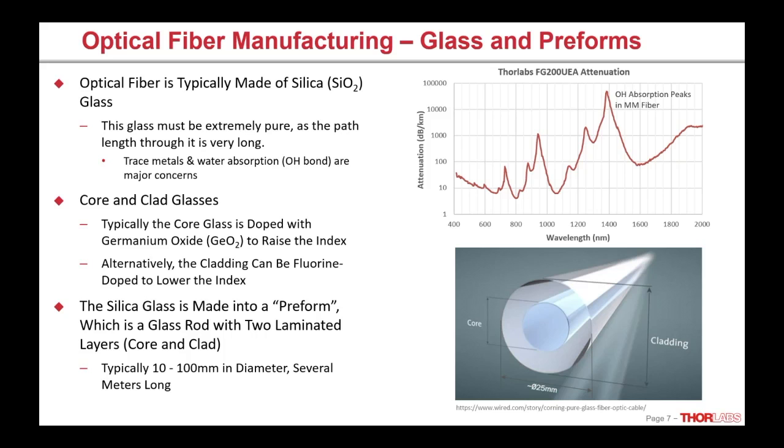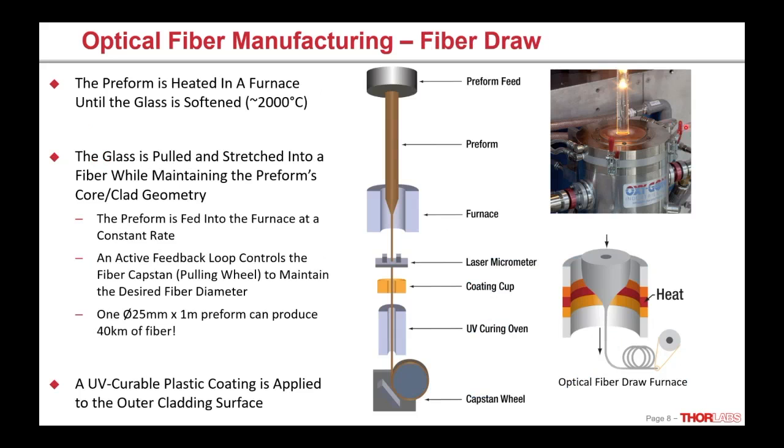Now, how do we do that? This process would be called the fiber draw process. So we take this preform and we heat a section of it until the glass begins to soften, and that's in the neighborhood of like 2000 degrees C. While the glass is soft, we pull it in a very careful way, and this has the effect of basically shrinking the preform and stretching it out. So we take this core clad geometry and we stretch the fiber, so we shrink that geometry while still maintaining the same core clad relationship, still maintaining that core clad interface and all the structure that we need to function as a waveguide.